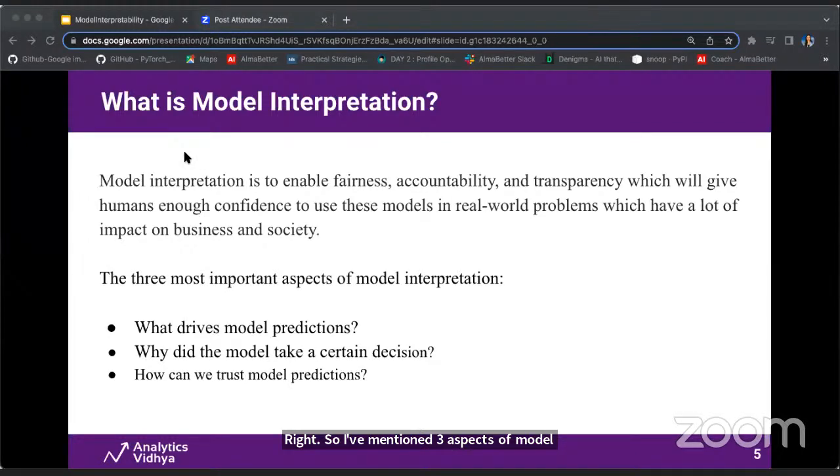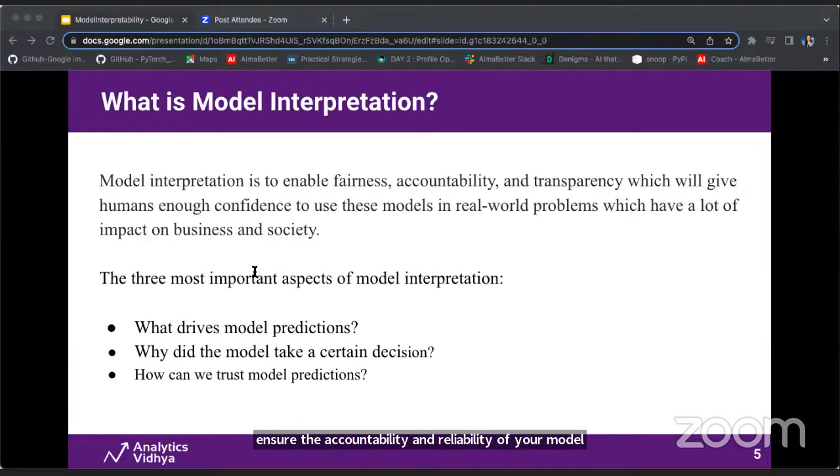The first is what drives model predictions. So we should have the ability to query our model and find out latent feature interactions to get an idea of which features might be important in the decision making policies of the model, right? This will ensure the fairness in your model when you know which features are really important for your modeling purpose. The second aspect is, why did the model take a certain decision, right? So we should also be able to validate and justify why certain key features were responsible for driving certain decisions taken by a model during predictions, right? So this will ensure the accountability and reliability of your model.